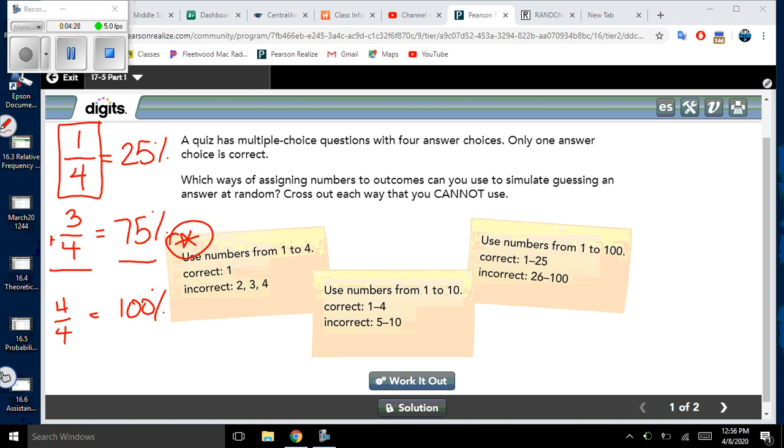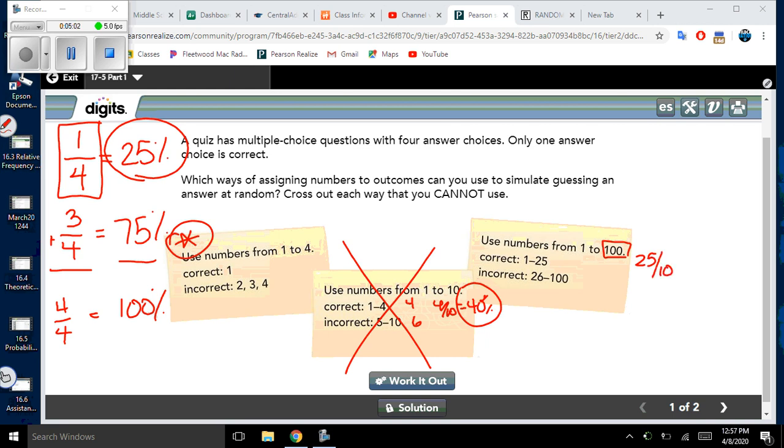So you could use this idea right here to represent that situation. If we take a look over here, use numbers 1 to 10. Well, if I use numbers 1 to 10, 1, 2, 3, 4, that would be 4 numbers. 5 through 10 would be 6 numbers. And so if we look at this and say, hey, that's 4 out of 10, then this is going to equate to 40%. That's not going to work because we don't need 40%. We need 25%. So this one does not work. Coming over here, I've got 1 through 25. You have a total of 100 numbers. So 1 over 25, that's 25 total numbers.